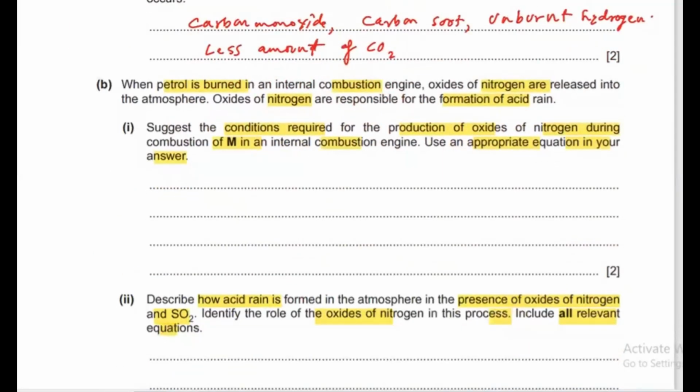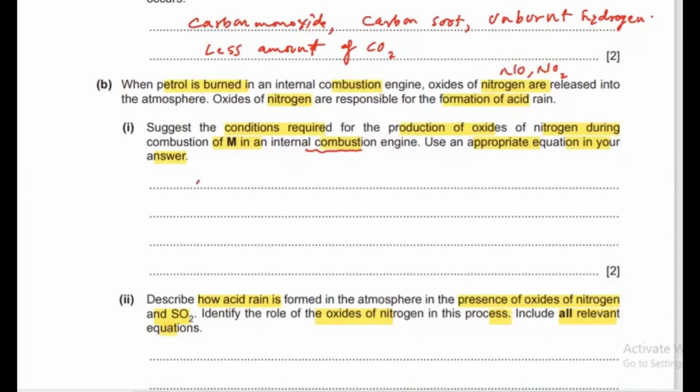Now, in the B part, when petrol is burnt in an internal combustion engine, oxides of nitrogen, according to your specification, there are two oxides of nitrogen, NO and NO2, released into the atmosphere. Oxides of nitrogen are responsible for the formation of acid rain. They further combine to give acid rain. Suggest the conditions required for the production of oxides of nitrogen during the combustion of M in an internal combustion engine. In an internal combustion engine, there is a high temperature. So use an appropriate equation in your answer.